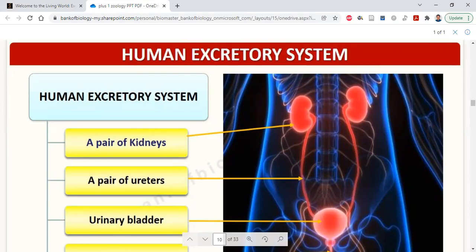Some of these structures constitute the urinary system, which is involved in the synthesis, separation, and elimination of mainly nitrogenous wastes and some other mineral salts also. The excretory system usually consists of a pair of kidneys, as you are seeing, one pair of ureters, the urinary bladder, and the urethra.